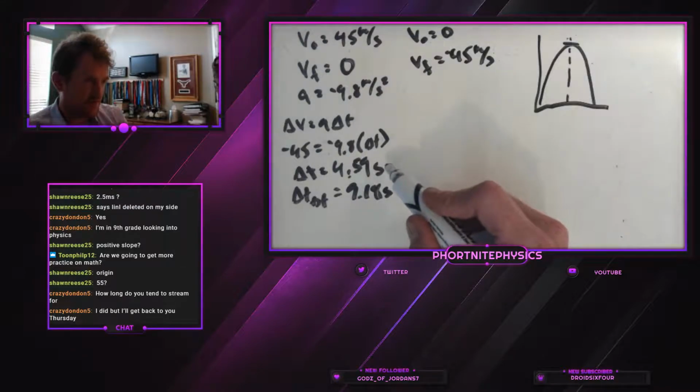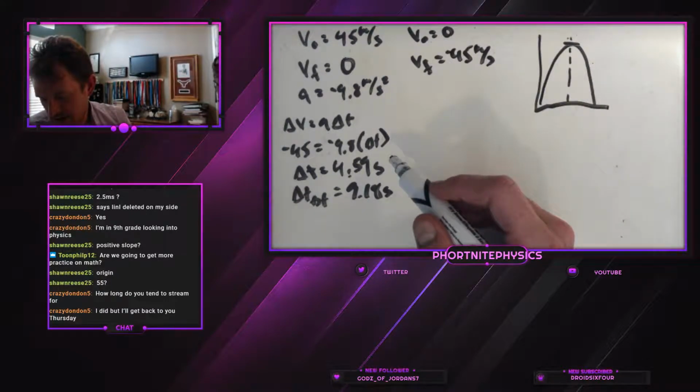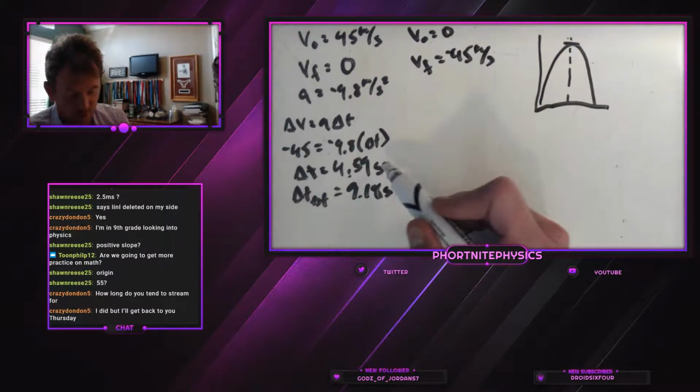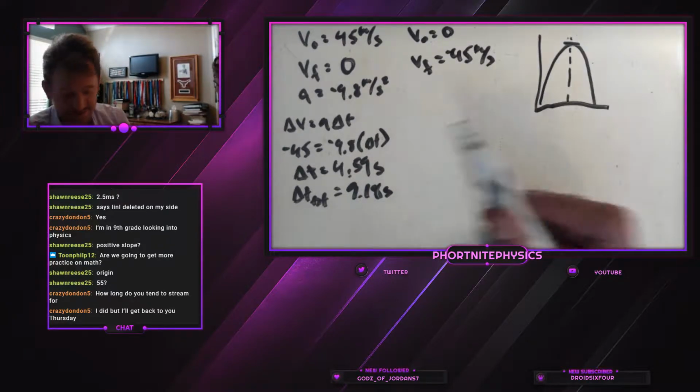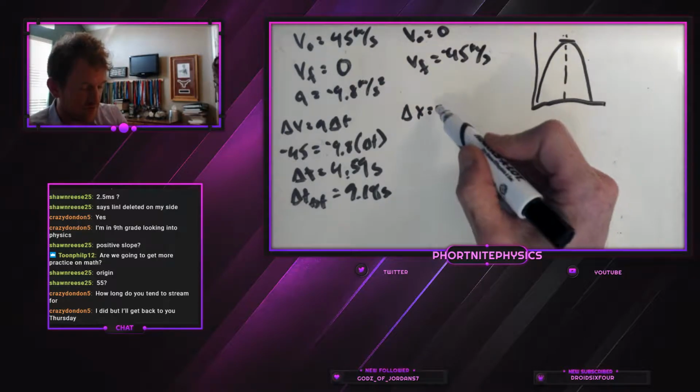How long does it take to hit the ground after it reaches its highest point? Again, it falls for the same amount of time that it goes upwards, so 4.59 seconds. And how long does it take to reach its highest point? Again, 4.59 seconds. That's how long it takes to slow down. Now, the last interesting question in this is how high does it rise?